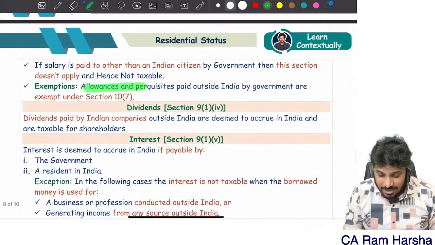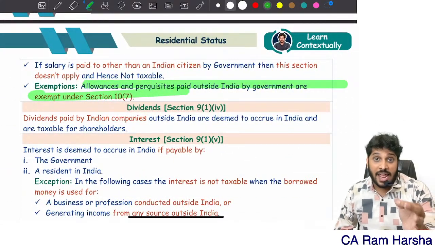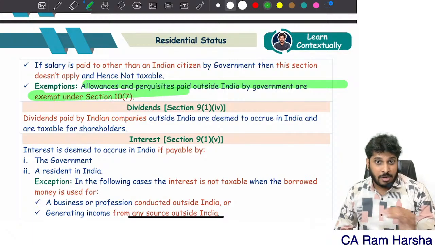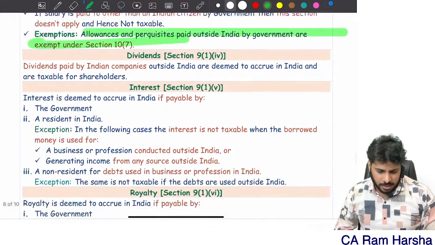However, allowances and perquisites paid outside India are exempted. Government of India will pay these embassy people all allowances, Indian citizens. For them it is exempted.